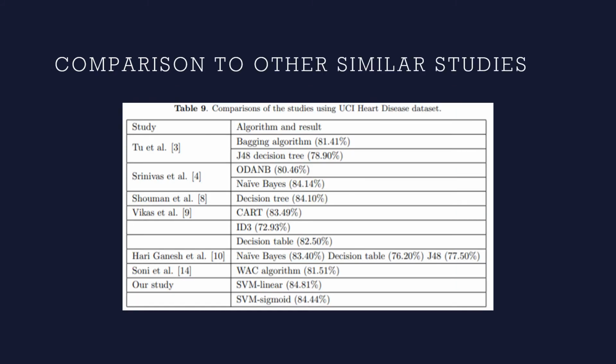This is just a comparison to other similar studies that were performed in order to classify the presence of heart disease using the same data set. As you can see, this study so far, at least when this was done, was the best one yet, and it boasted an 84.81% accuracy using SVM linear, and then an 84.44% using SVM sigmoid kernels.